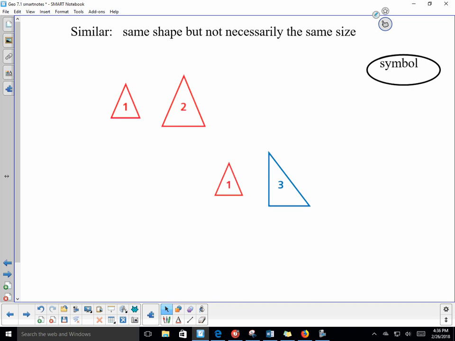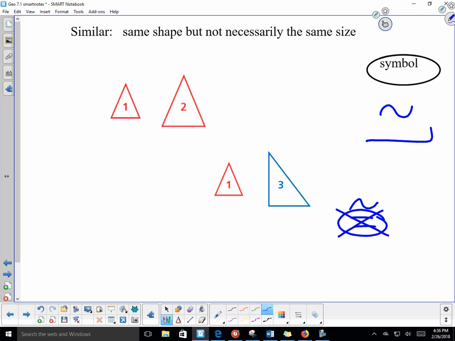All right, what's a symbol for similarity? We use this symbol to indicate similarity. We use a similar symbol to indicate something is congruent to something else, but without the equals part. We leave that part off, and we just use this symbol here to say is similar to. So that's what that symbol means when you see it.